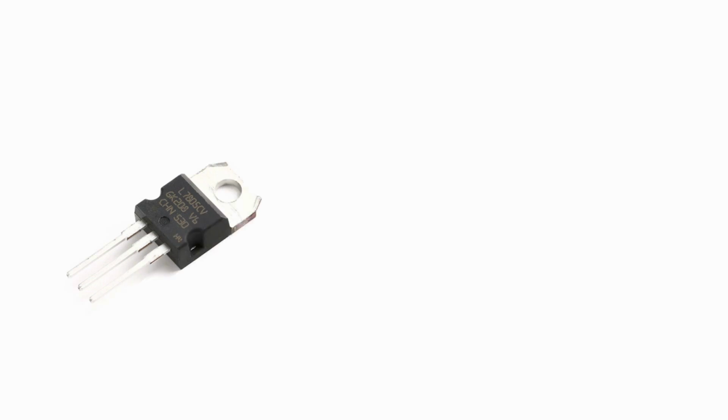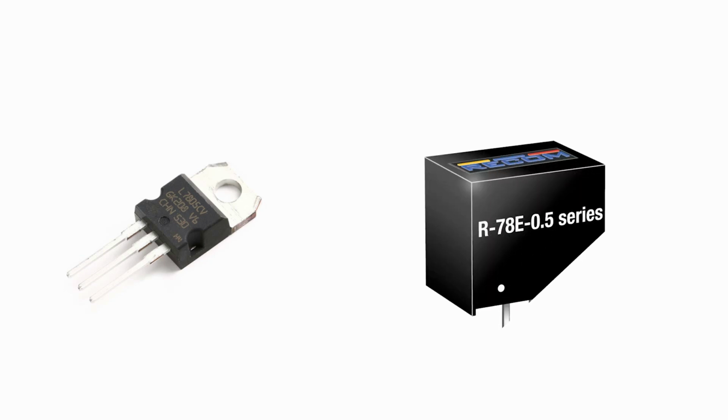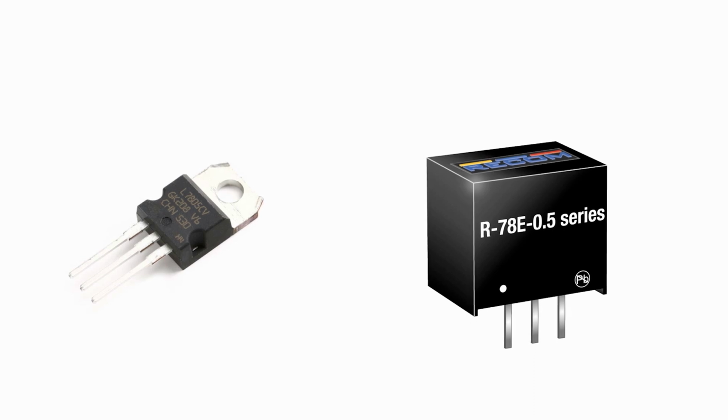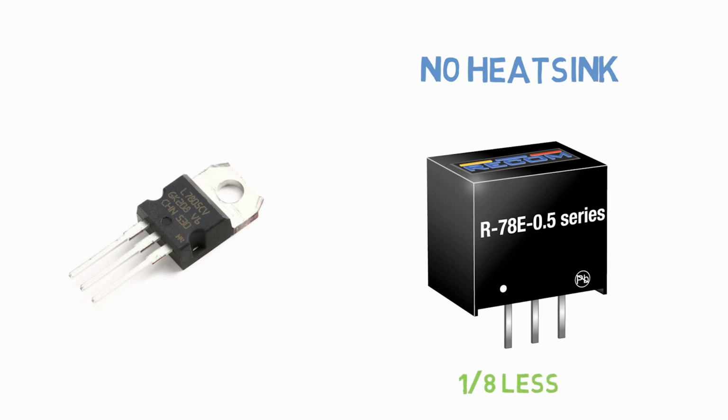If, however, you already designed your board for an LM7805, a company called Recom provides a drop-in switching regulator with about 95% efficiency that you can use in your designs. The R-78E devices don't require a heatsink and consume about 1/8 less power than the LM7805 IC.